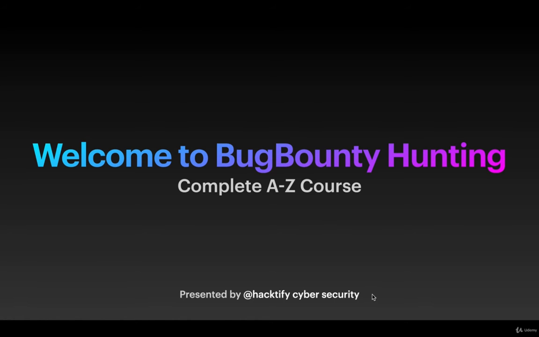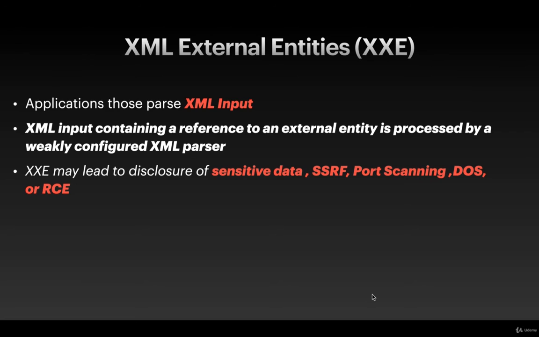The fourth vulnerability in OWASP that we are going to see right now is XXE, which stands for XML External Entities. So what is XXE? Any applications which parse XML as an input are vulnerable to XXE attack. XML input containing a reference to an external entity which is processed by a weakly configured XML parser leads to XXE.